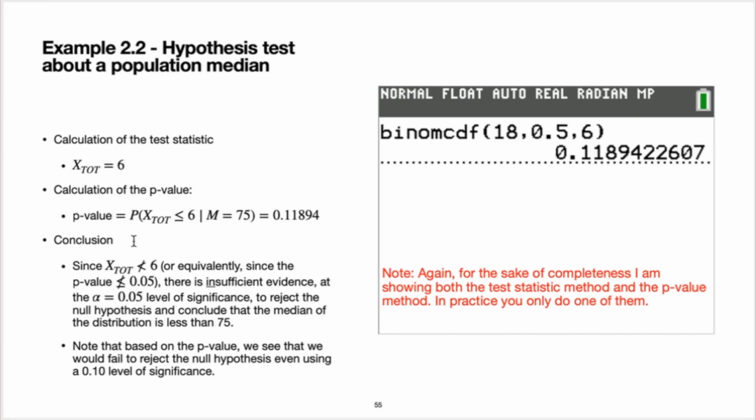We can state our conclusions, and we're going to illustrate how to state them using both the test statistic and critical point method as well as the p-value method. I'm doing this for the sake of completeness. In a real-world situation, you would not use both methods. You would use one or the other, and more than likely you would use the p-value method. For completeness and for teaching purposes, I'm showing how to do both.